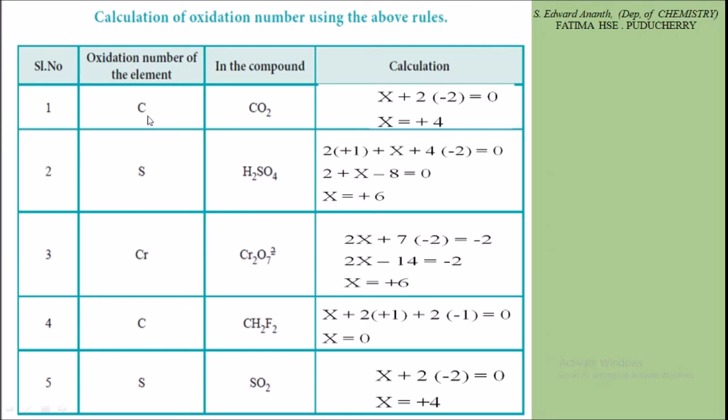Calculate the oxidation number for carbon in carbon dioxide. Carbon dioxide la carbon oda oxidation number calculate பண்ண சொல்றாங்க. So let me keep it as X for carbon. எத்தனை ஆக்சிஜன் இருக்கு? 2 ஆக்சிஜன் இருக்கு. அப்ப 2 into charge of oxygen எவ்வளோ? -2 is equal to 0. அப்ப 2 into 2 4 -4 வரும். equal to sign தாண்டும் பொழுது X is equal to +4. அப்ப oxidation number of carbon in CO2 is +4.